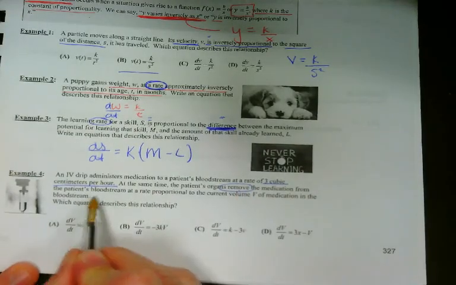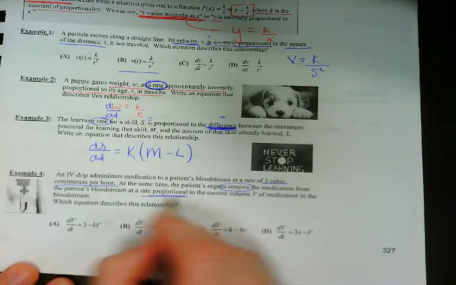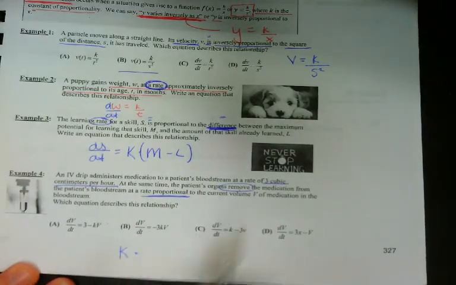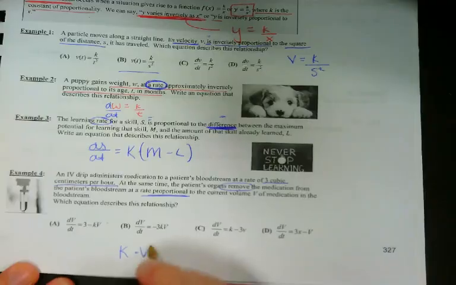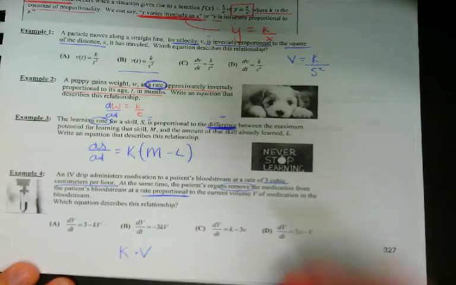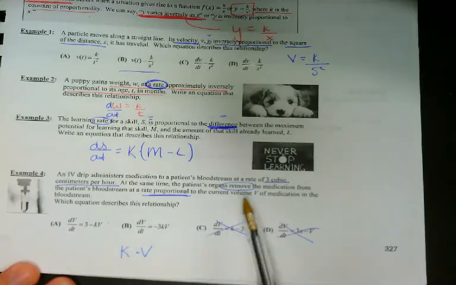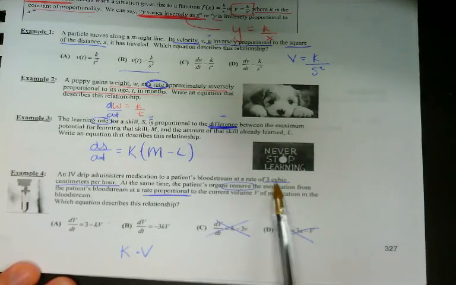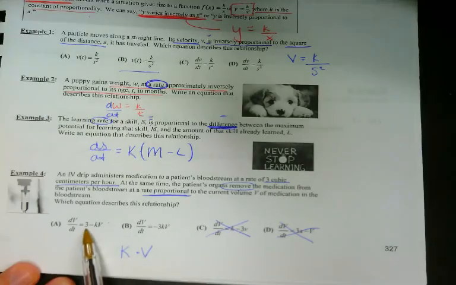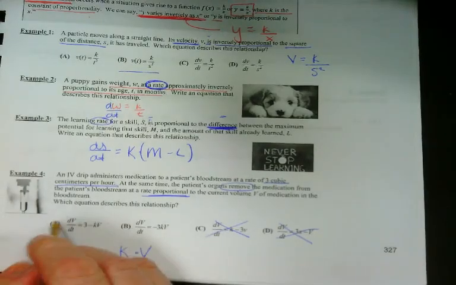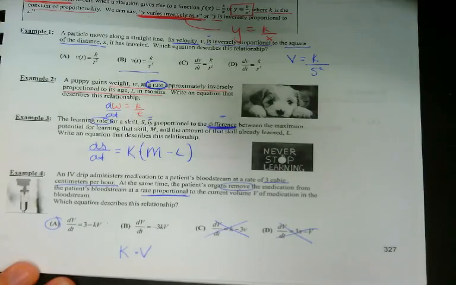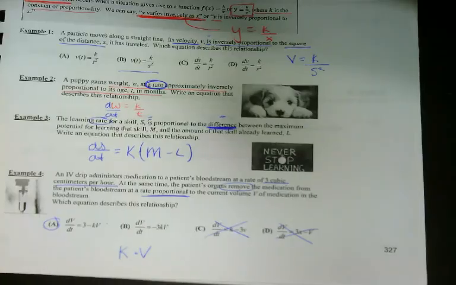It's removing the medication at a rate proportional, so that's a k times the current volume. So I'm looking for a k times V, I think is fairly obvious. Rate proportional to the volume. So I think that eliminates this choice and this choice. Now, we just said remove means to subtract. So if it's coming in at a rate of 3 cubic centimeters per hour and it's being removed at this, I would go with choice A there. Again, remove means to subtract it from the bloodstream or subtract it out.